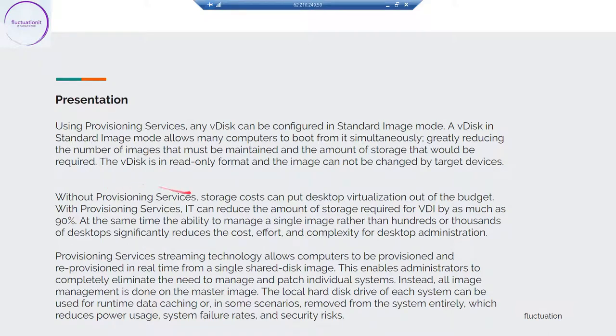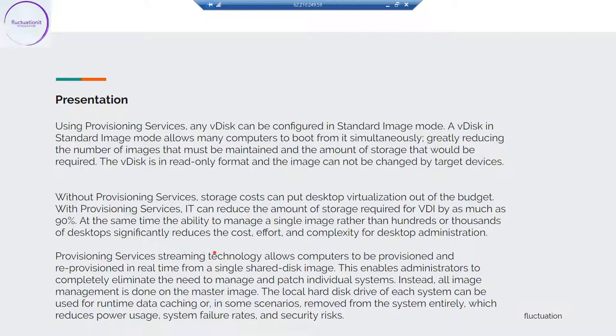Without PVS, storage costs can put desktop virtualization out of the budget, because if I need so many VMs for my XenDesktop, I will need so much storage. With PVS, IT can reduce the amount of storage required for VDI by as much as 90%. Wow, amazing, 90%. And at the same time, you can manage a single image rather than hundreds or thousands of desktops. You will reduce the cost, the effort, and of course the desktop administration.